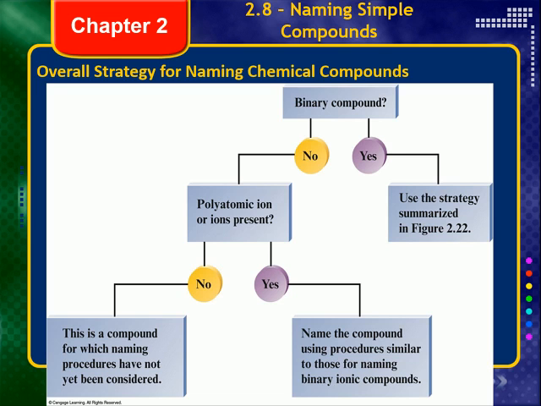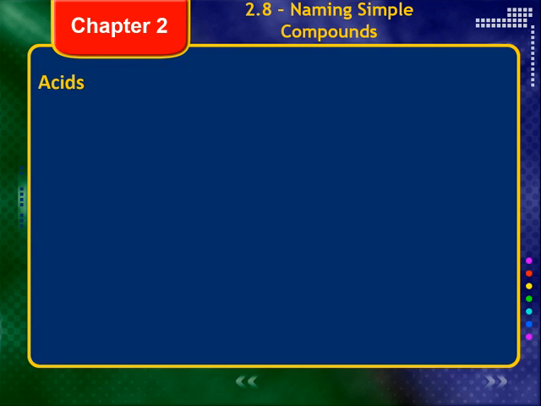If there's a polyatomic ion present, we're just going to name the compound using our normal procedures for naming a binary ionic compound. So it's not actually that complicated. We're going to finish up with acids here.